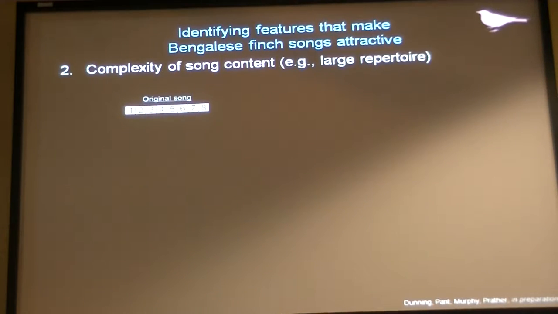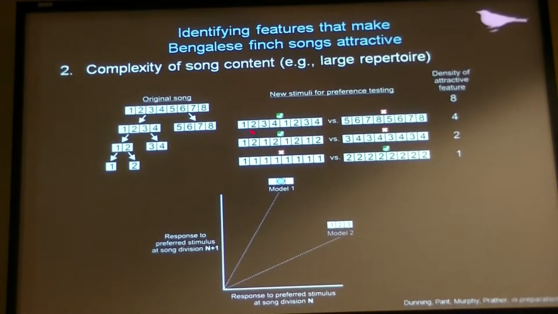For hypothesis 2, we can go a little bit more quickly, but we'll just talk about the original song, which contains 8 different elements. The complexity of song content is quite high. We have 8 different elements in this song. So we split it and use it to create new stimuli, 1, 2, 3, 4, 1, 2, 3, 4, versus 5, 6, 7, 8, 5, 6, 7, 8, etc. Split it, retest, split it, retest. We would expect this to be relatively close as far as her reported preference. Maybe this is 55%, this is 45%, or something like that.